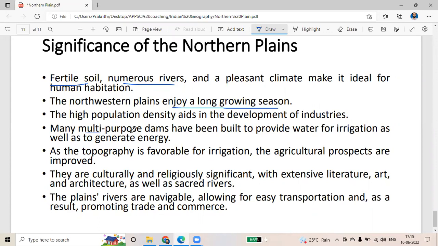And construction of multi-purpose dams, both for irrigation and generating electricity, is also possible, because we know that there are multiple rivers. When we study about the drainage systems of India, we can go for that, but that potential is also high in this area. Topography is favorable for irrigation and agriculture prospects. This area is culturally and religiously significant, with extensive literature, arts, architecture, as well as sacred rivers.